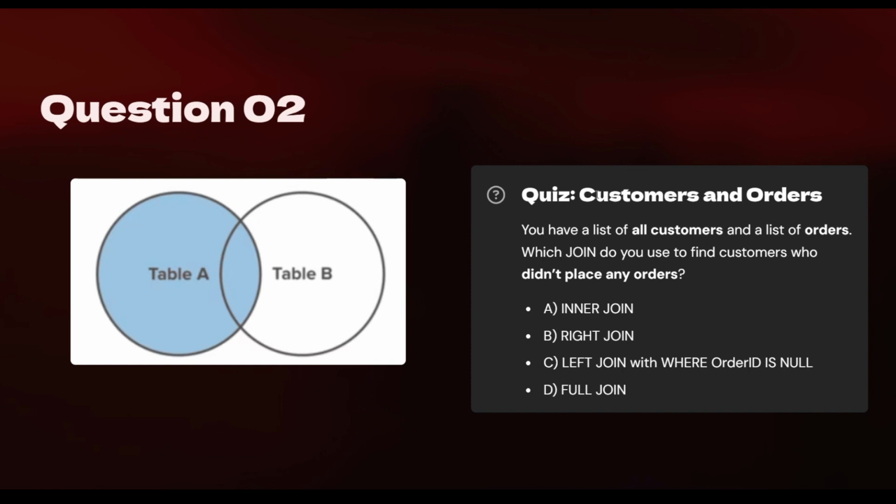This question has two tables, customers and orders. You have a list of all the customers and a list of orders. Which join do you use to find the customer who didn't place any order? Okay, customer is the left table, orders is the right. If you consider that, we need the data from the customers table. So which join will we use?